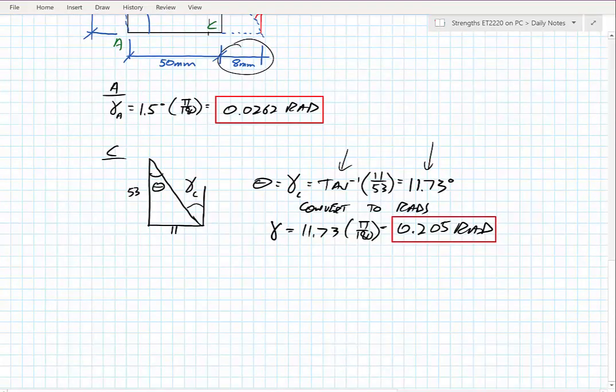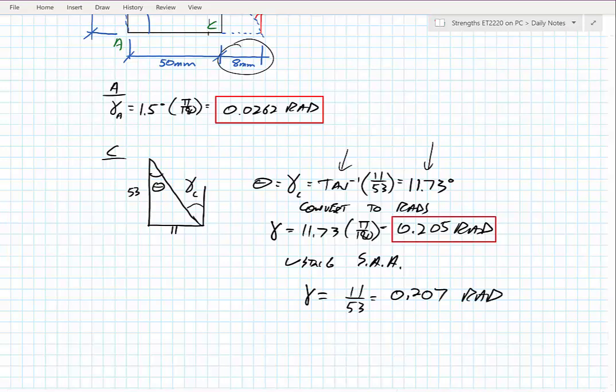But let's take a look if I would have done that, if I would have said using small angle approximation. I don't know if you can abbreviate that, but I'm doing it anyways. It's a video. I would just end up with 11 over 53, and that gives me 0.207 radians. So still very close. You could probably get away with using small angle approximation most times, but if you do have large shear strains, you could just throw in that tangent and then convert it to radians after the fact.